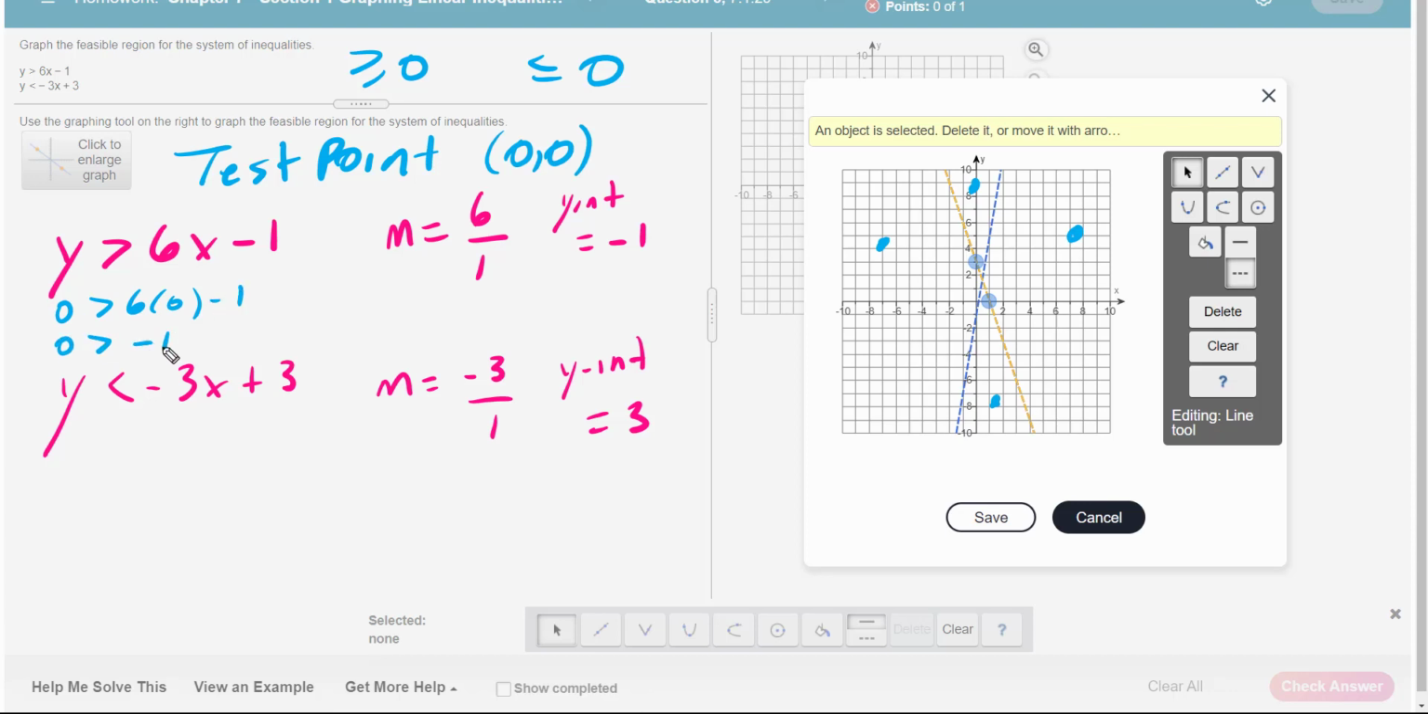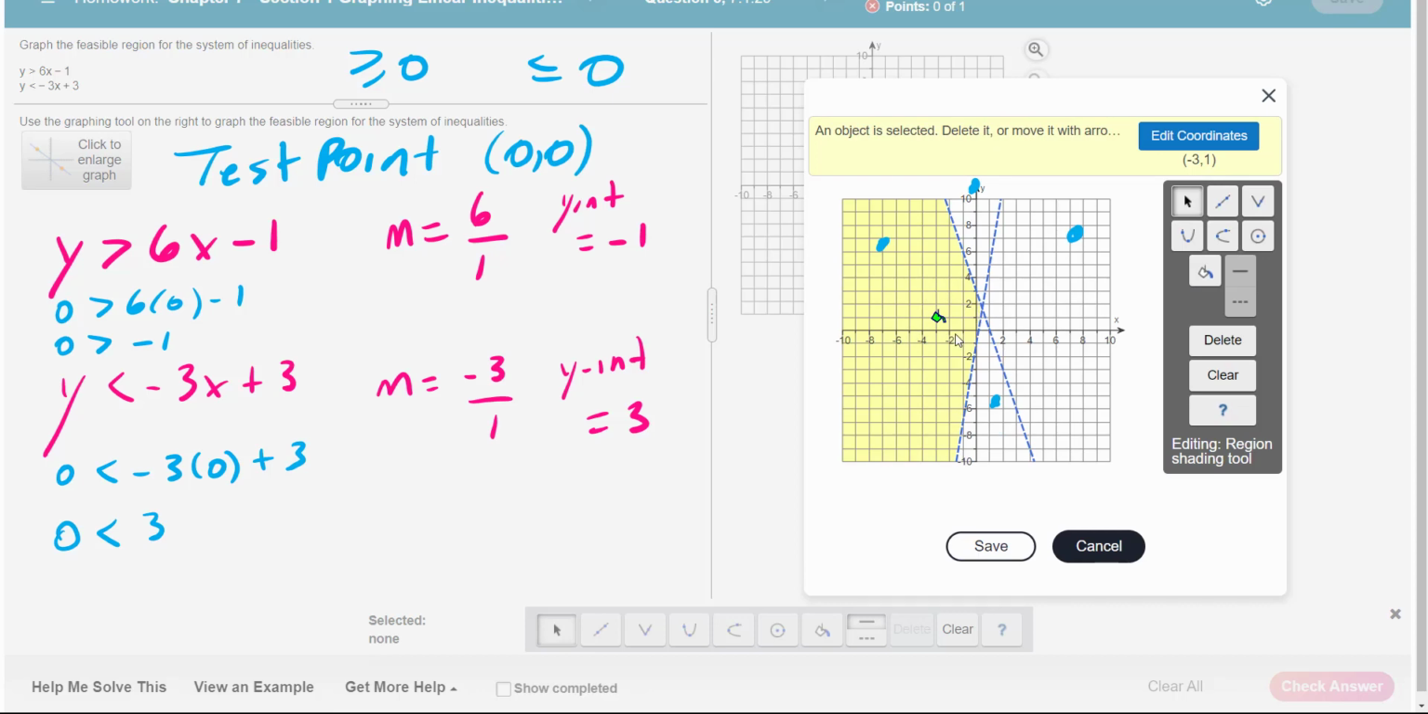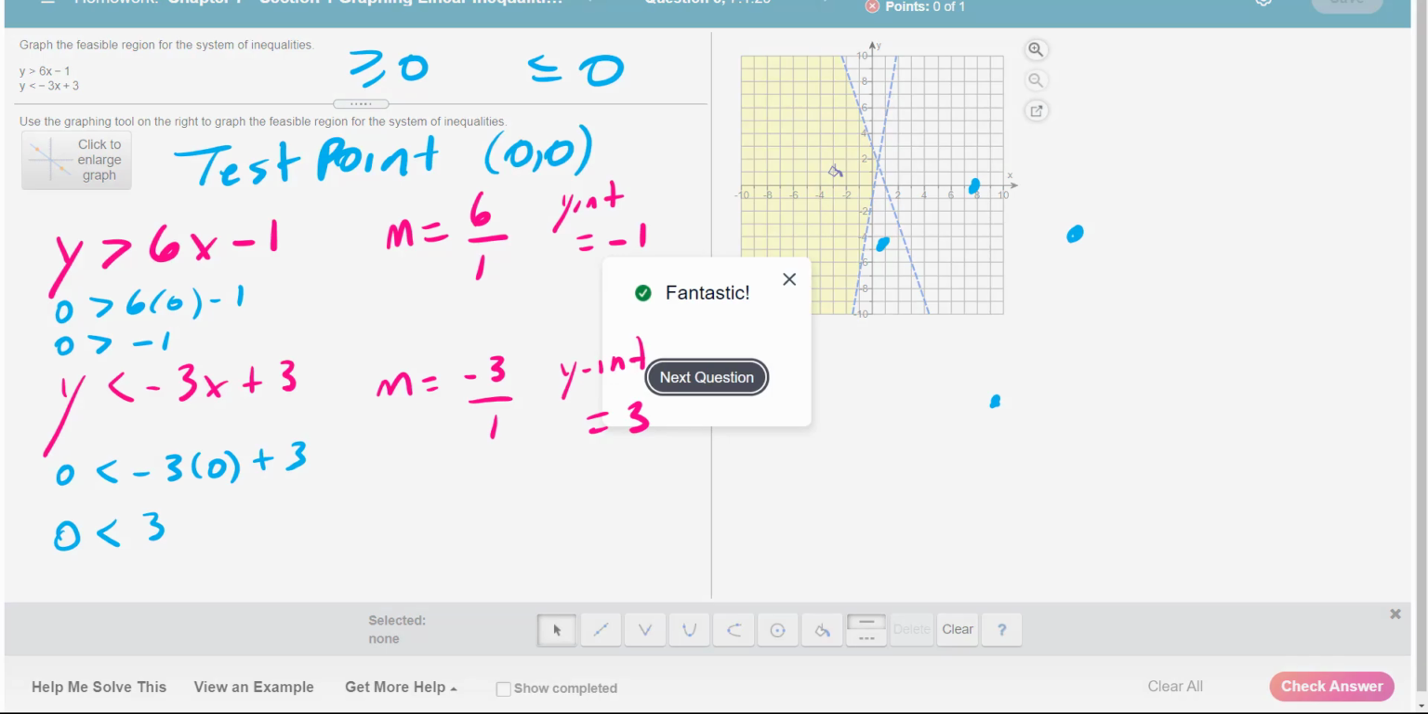I think 0 is greater than -1. Plug in y equals 0, plug in x equals 0. I think 0 is less than 3. So what that tells me, that 0, 0, which is probably hard to see, but is right here, that this is going to be my feasible area. And I check it, and it's fantastic.